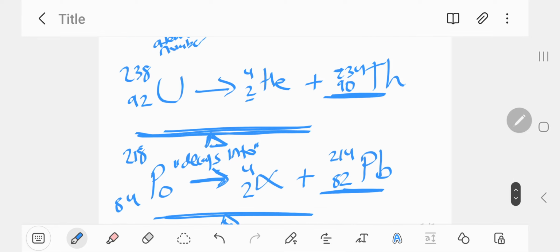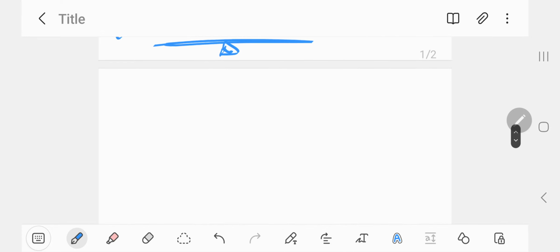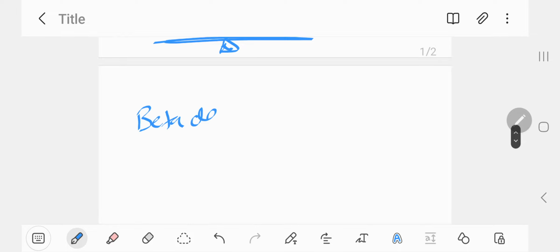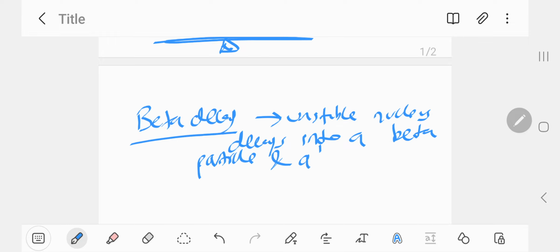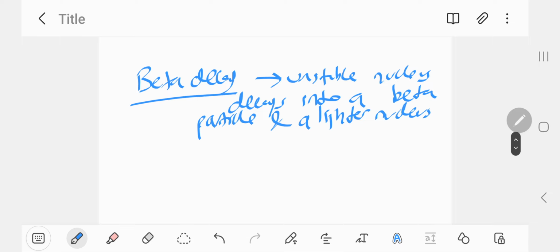That's alpha decay. Let me now go on to beta decay. Beta decay is when an unstable nucleus decays into a beta particle and a lighter nucleus. It's more or less the same idea as alpha decay.